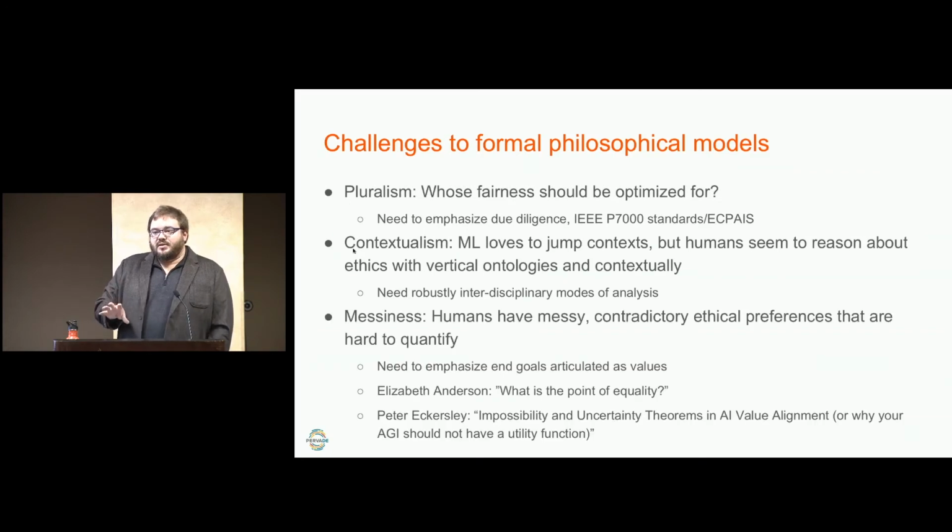When we're grappling with these tools, when we're building out these resources within companies, we're going to have to learn how to deal with pluralism, contextualism, and messiness. And those are things that require a significant amount of human resources. The capacity to handle values and judgments in engineering contexts is going to have to be the way that we get to fairness.